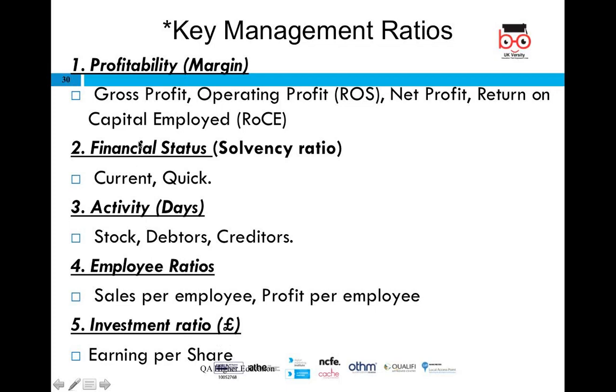You can take these from the income statement and the statement of financial position to calculate different kinds of ratios: profit ratios, financial solvency ratios, activity days ratios, employee ratios for the staffing level, and then investment ratios. The formulas are available in your second lesson, and then you can do the calculation on them, and interpret what the position of your management is.